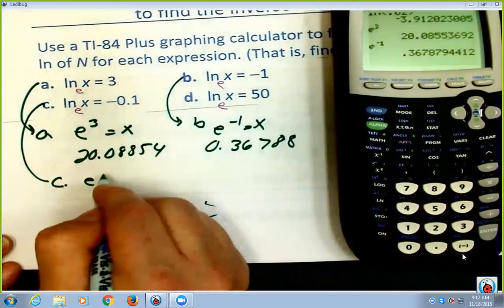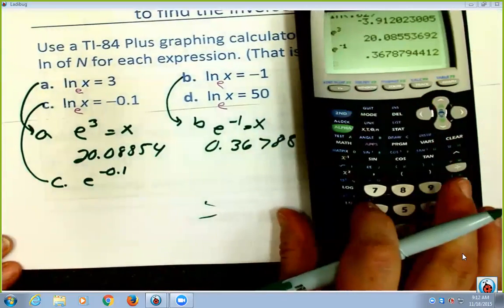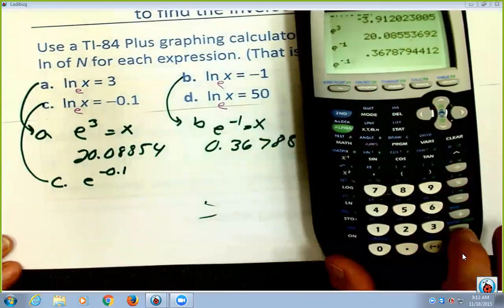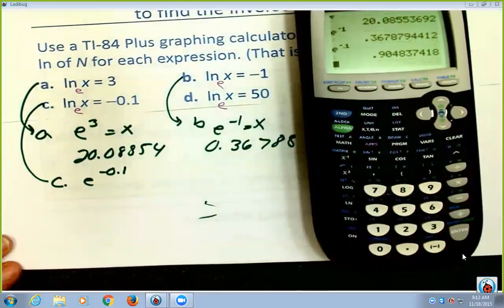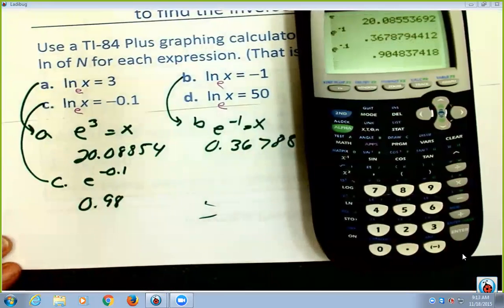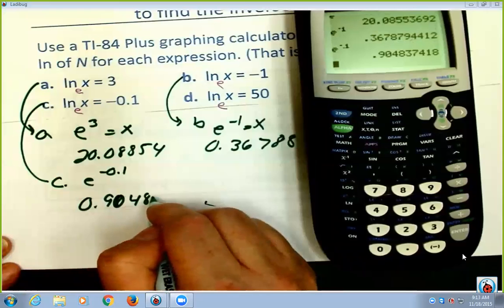And then C is e to the negative 0.1 power. So second, natural log, negative 0.1. And we end up with 0.98, whoops, nope, 0.484.